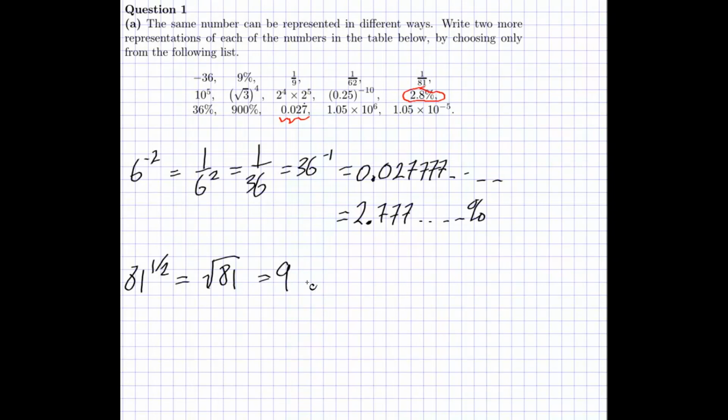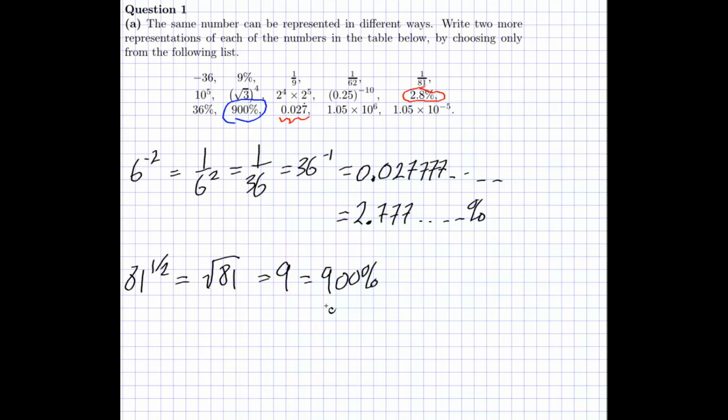So how could we try and represent 9? Well, we could try as a fraction. That would just be 9 over 1. That wouldn't really help us. We could try as a percent. So let's try multiplying by 100 and we get 900%. Just be careful with that because there is a 9% in the list, but that is not the same as 9. That's 0.09. So in fact, the 9 is equivalent to this 900% that we have here.